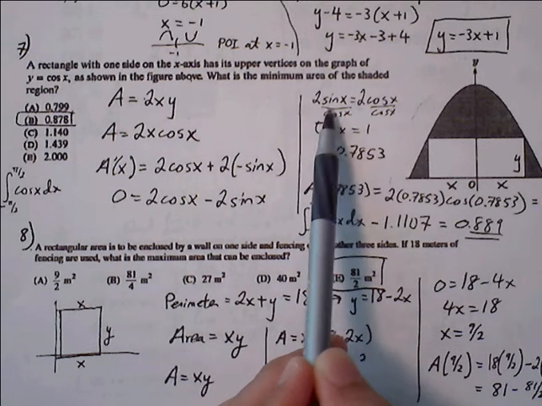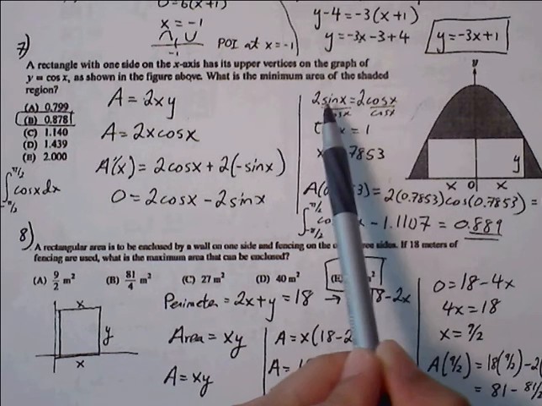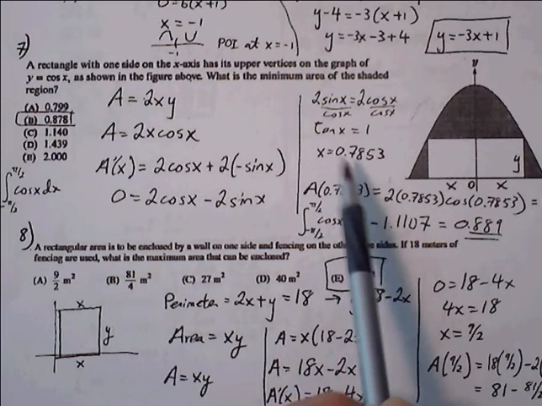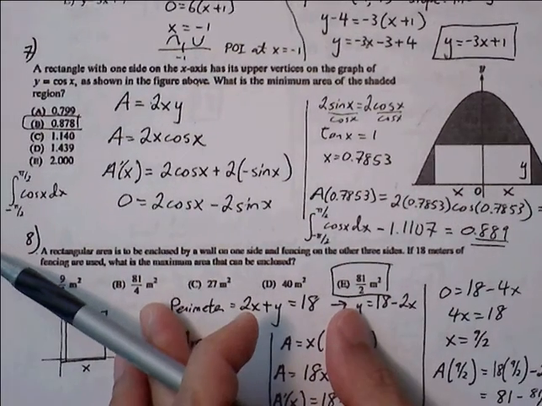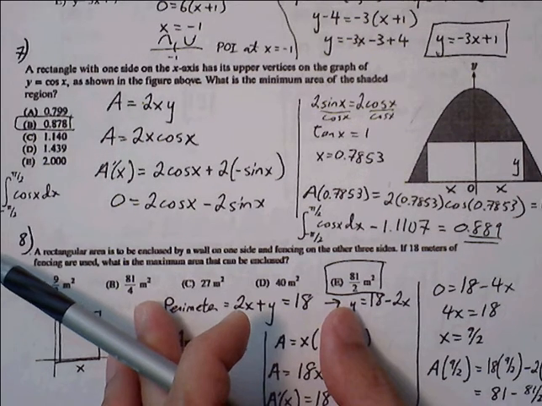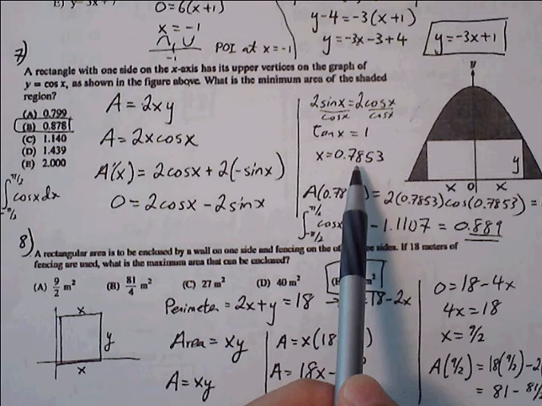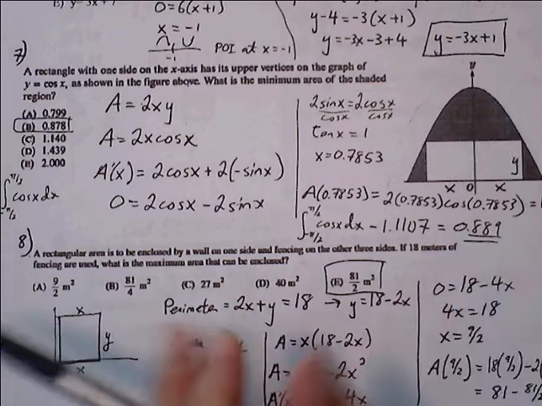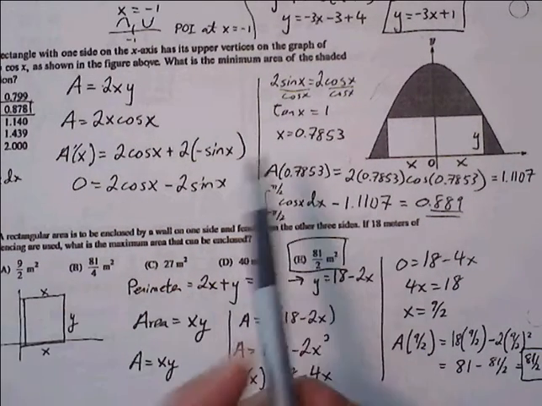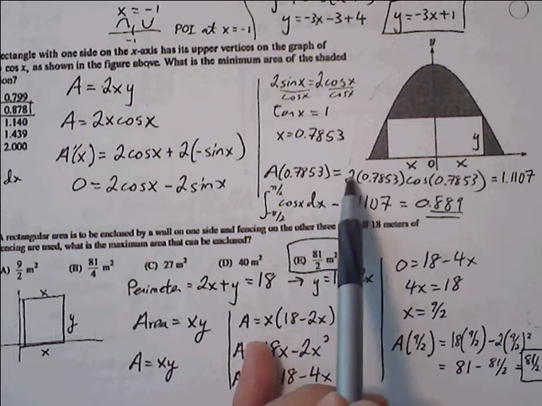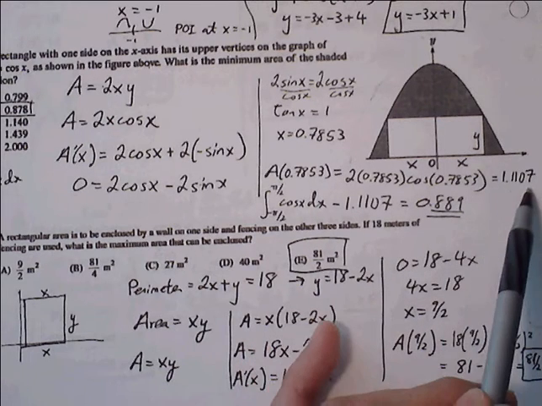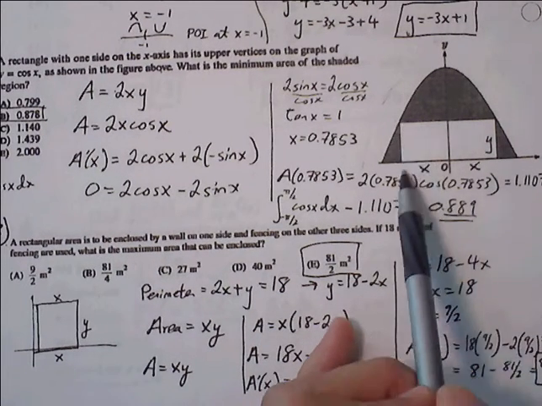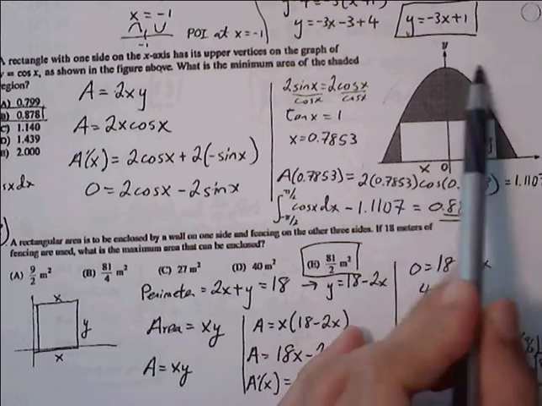To solve for x here, we can bring sine over to one side, divide by cosine, and then we get tangent of x equals 1, because that's what sine over cosine is equal to. Then using our calculator, we get x is equal to 0.7853. So 0.7853 is where the area of this rectangle is maximum. If we plug 0.7853 into the function, we get 1.1107, and 1.1107 is actually the area of this rectangle, but we want to find the area of the shaded region.